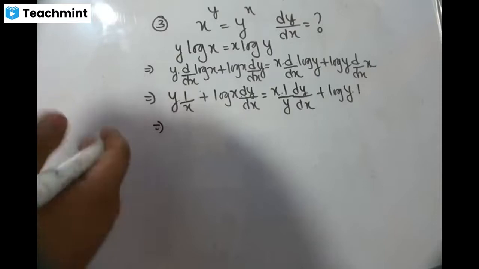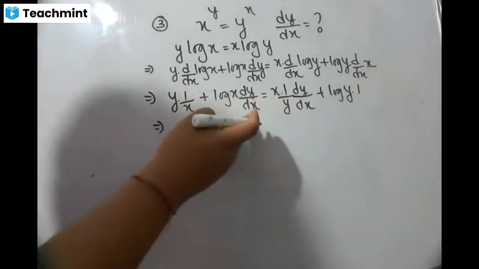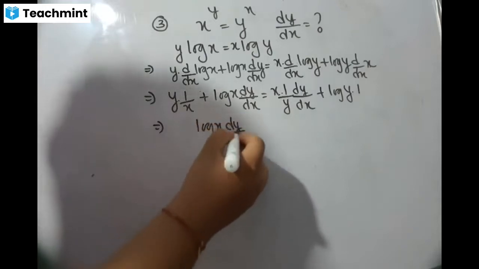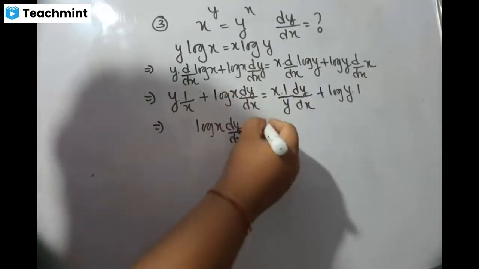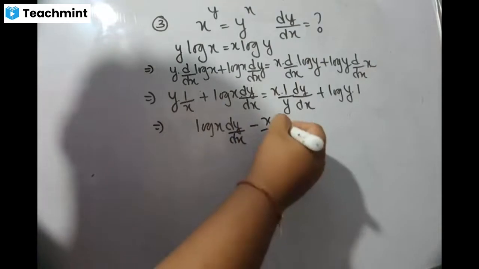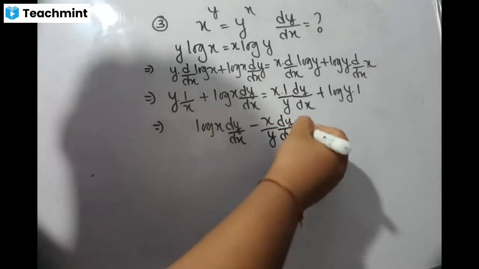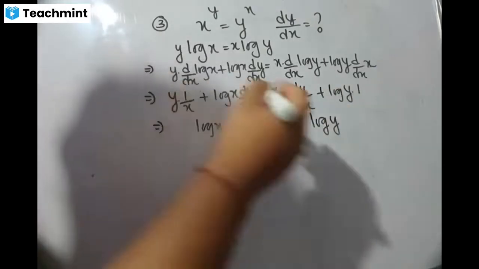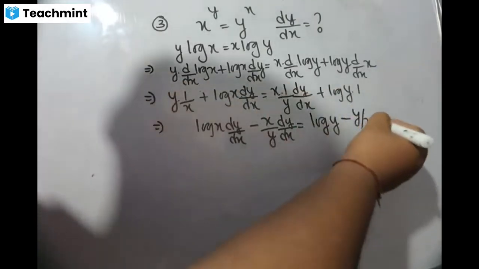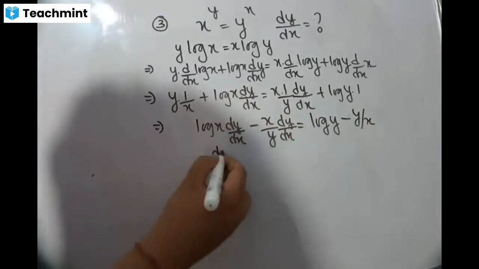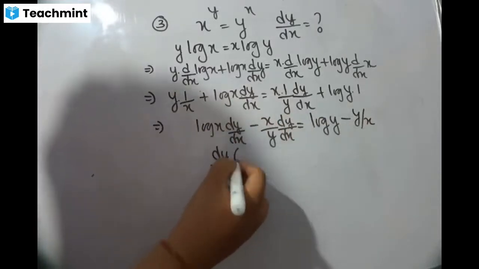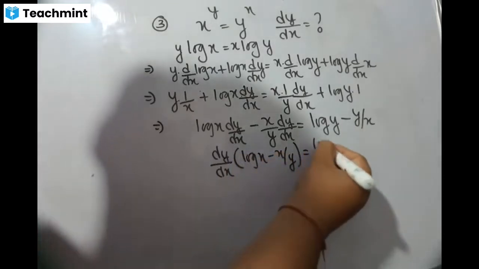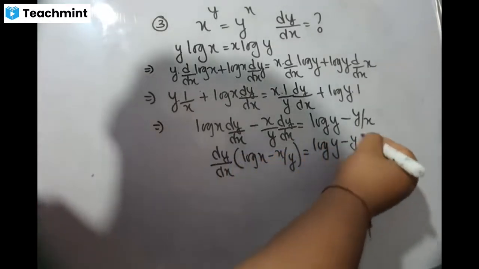So when you simplify, I'll skip one step. You can see dy by dx two times. So bring them together. So you get log x dy by dx. Positive comes, this time becomes negative, minus x by y dy by dx is equal to log y. So positive y by x goes, this time becomes minus y by x. So what is common out here? dy by dx is common. So you are left with log x minus x by y is equal to log y minus y by x.